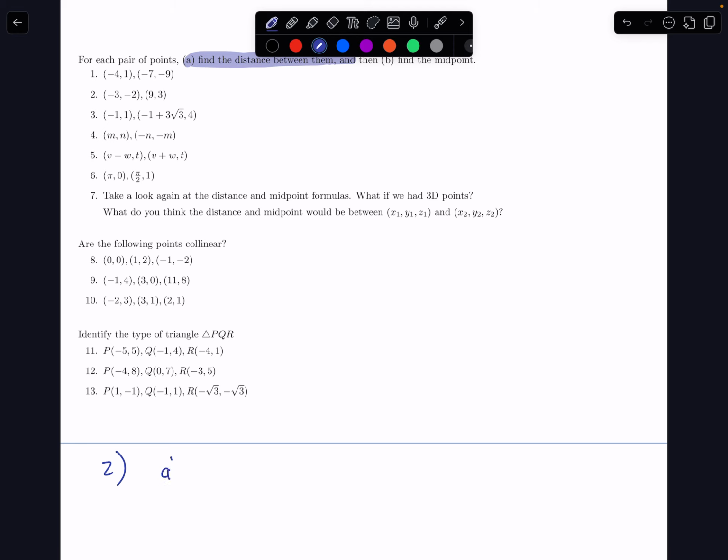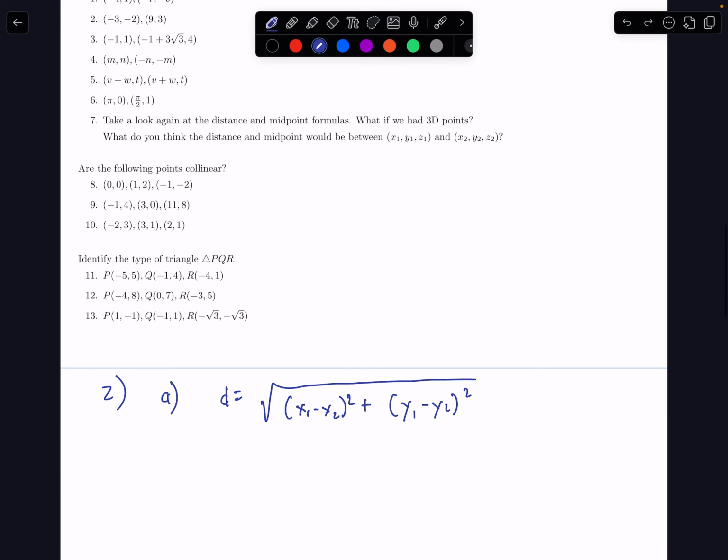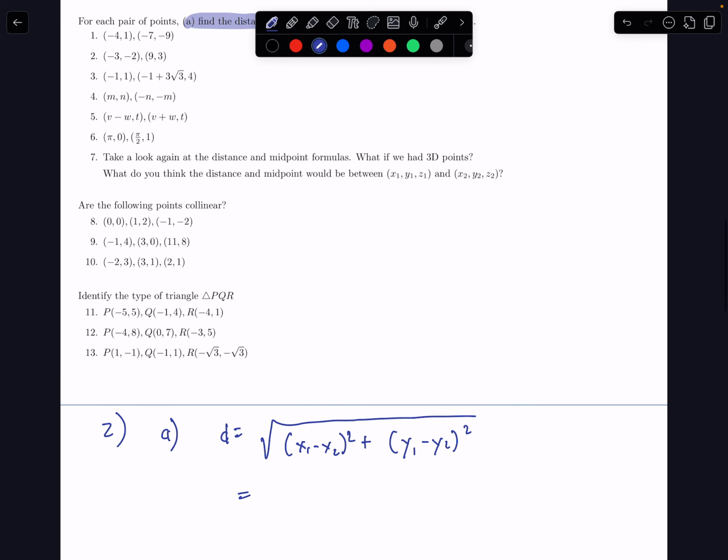Okay, so part A, we're finding the distance. I'm going to use the shorthand notation this time. The distance, that's D. The distance is equal to the square root of x2 minus x1 squared plus y2 minus y1 squared. Oh, by the way, if you do switch it and say y1 minus y2, you get the same result, so it's not such a travesty to do that. But let's keep it consistent with the formula.